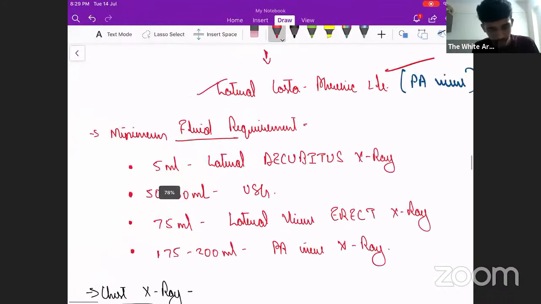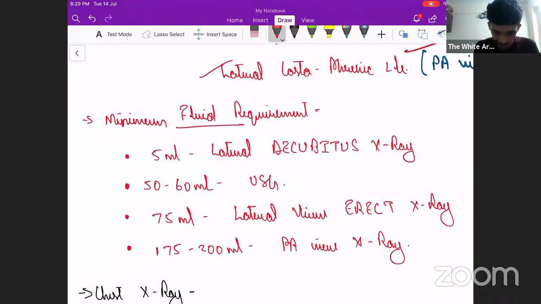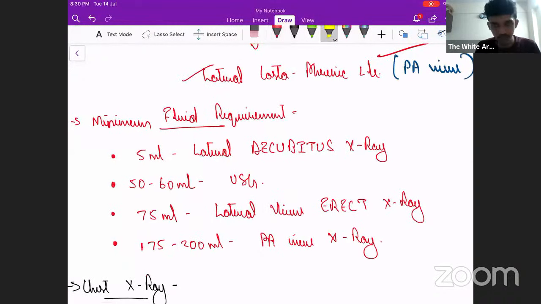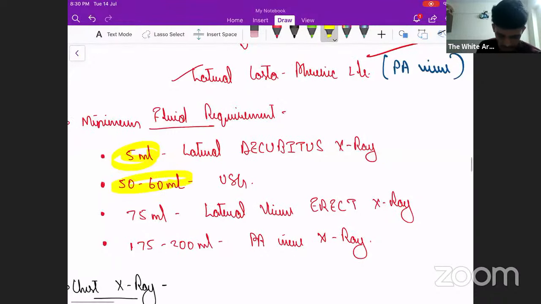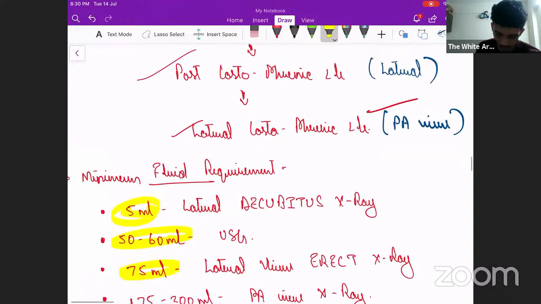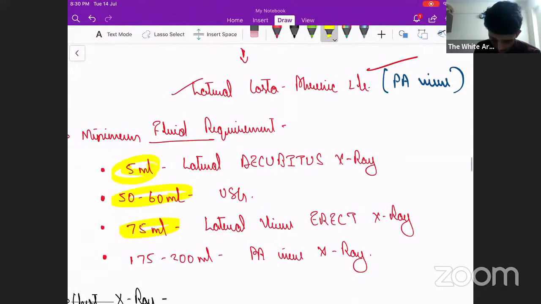And what are the minimum fluid requirements for it to be seen? One, the lateral decubitus X-ray is very, very sensitive. Even 5 ml of extra fluid, if the X-ray is taken properly with good exposure, it can detect. Next is ultrasound. Around 50 to 60 ml of fluid, if present, USG detects it. Next, 75 ml of fluid will blunt the posterior costophrenic angle, so we expect on lateral view of erect X-ray that it will get blunted.